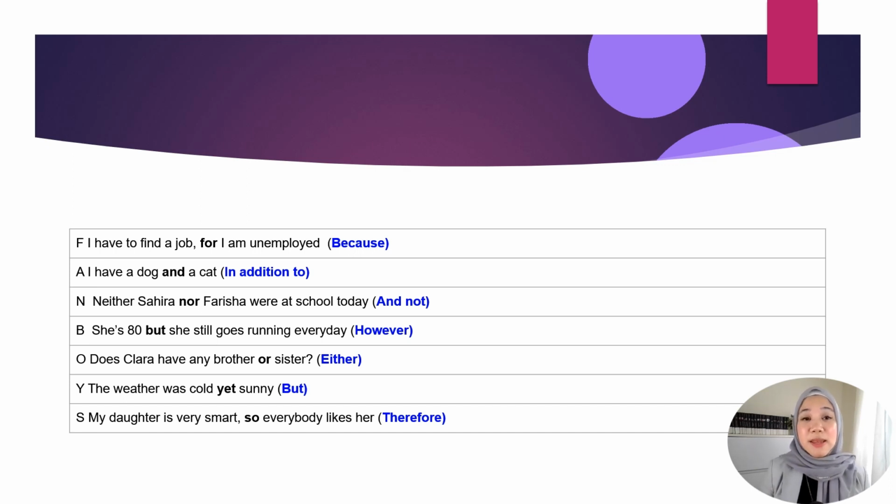So as you can see here, fanboys means for, and, neither, but, or, yet, and also so. So basically they carry the same meaning as the words that you originally know, but for and also yet, I would like my students to remember as a conjunction, for would mean because and yet would mean but.